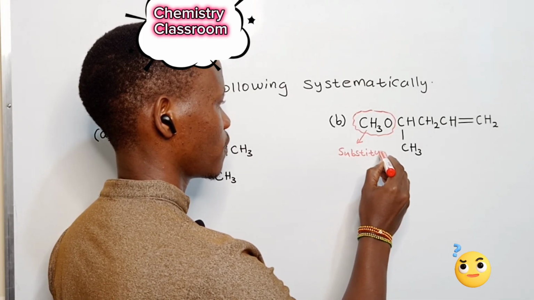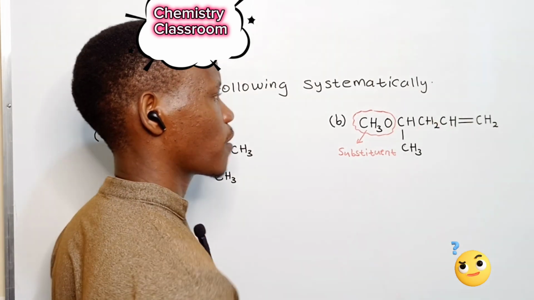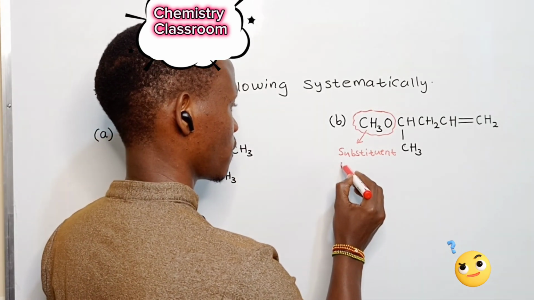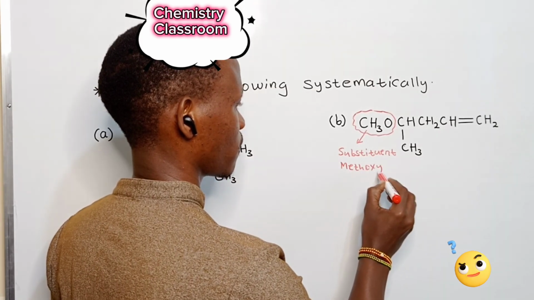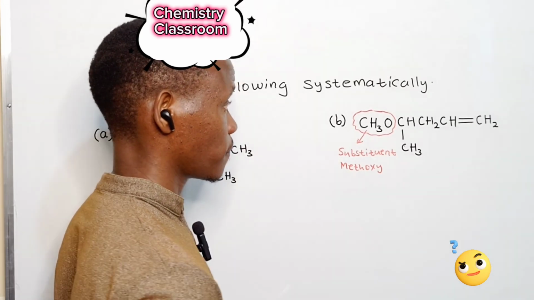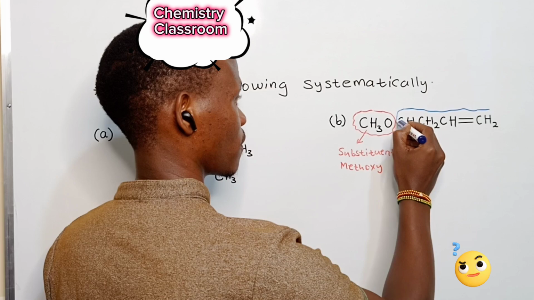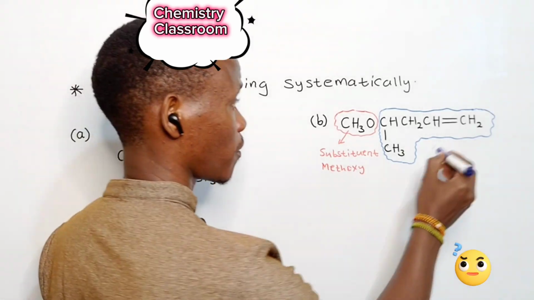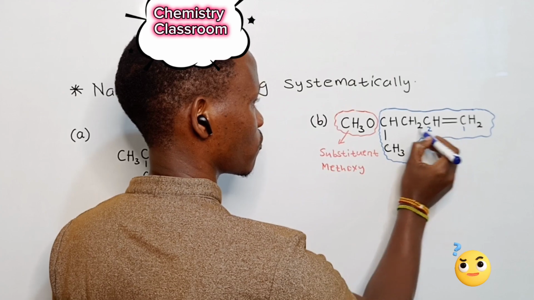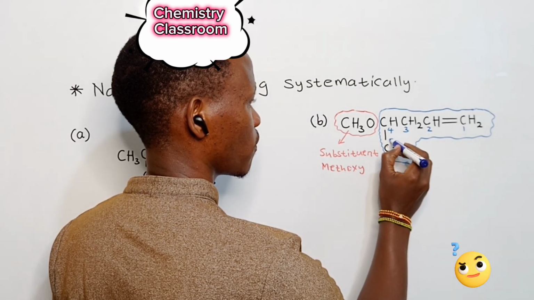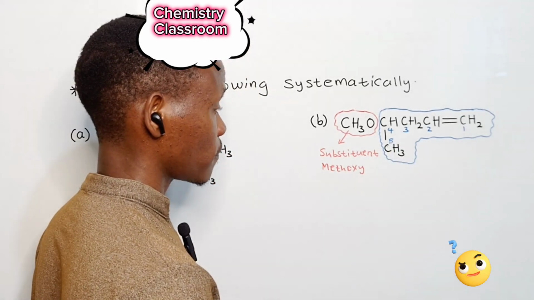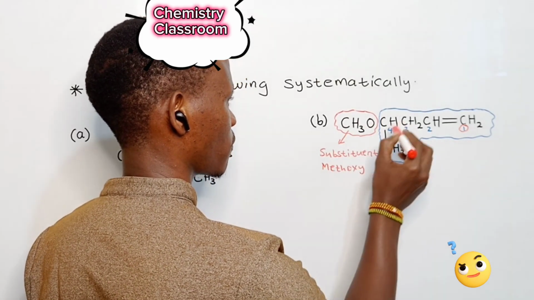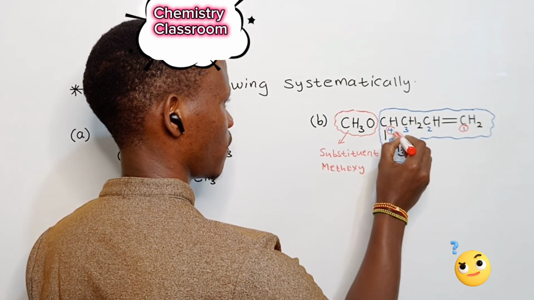Why do we treat this as a substituent? It is because we already have another functional group in the compound. And if we treat this as a substituent, this is known as methoxy. So the parent chain is therefore going to be this. This becomes our parent chain. We proceed and assign numbers to carbon atoms on our parent chain. So this is number 1, this is number 2, number 3, number 4, and number 5. We identify that the carbon-carbon double bond is on number 1, and our alkoxy, and for this case methoxy substituent, is on carbon atom number 4.